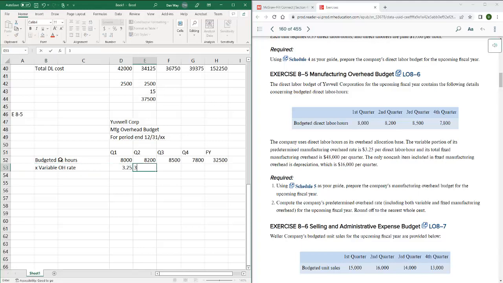Now that was $325 per direct labor hour, and we weren't given any information to indicate that was changing throughout the year. Again, if we expected some kind of cost increases, we certainly could bake that right into our budget. So budgeted labor hours times the variable overhead rate would give me my total variable overhead. So Q1, 8,000 times the 325. Q2, 8,200 times the 325. And then same idea for Q3, Q4, and then the full year.